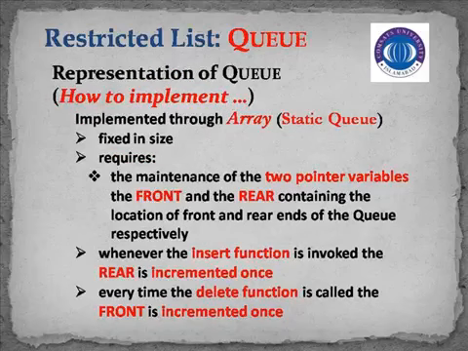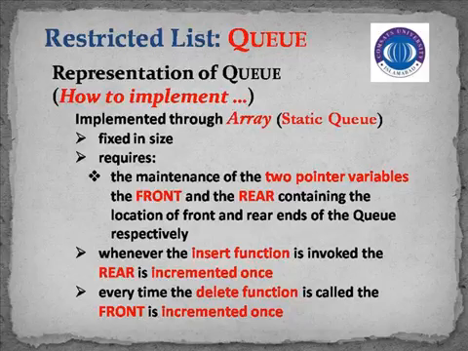The queue can be implemented through an array in the case of a static queue, which is fixed in size and requires the maintenance of two pointer variables, namely the front and the rear, containing the locations of the front and rear ends of the queue respectively. Whenever the insertion function is invoked, the rear is incremented once. Every time the delete function is called, the front is also incremented once.